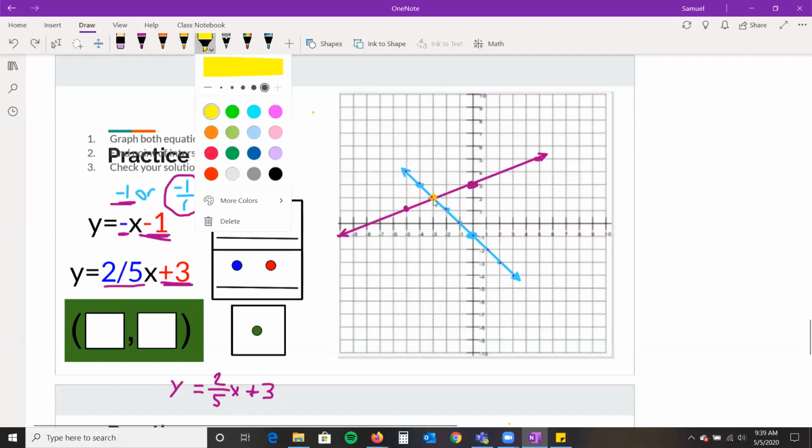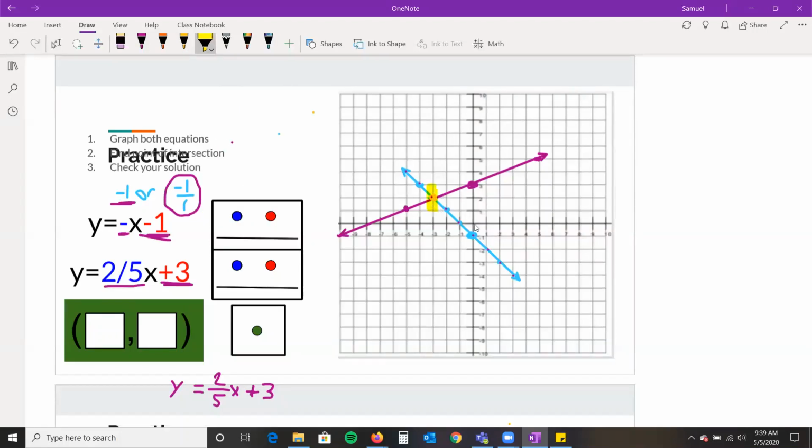All right, so it looks like they hit right here, which is at negative 3, comma 2, right? So negative 3, comma 2.